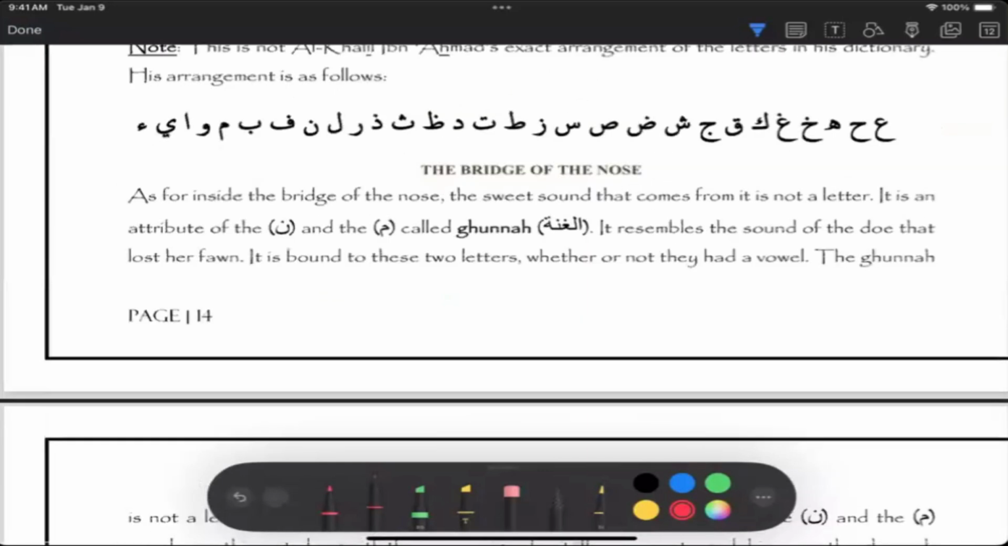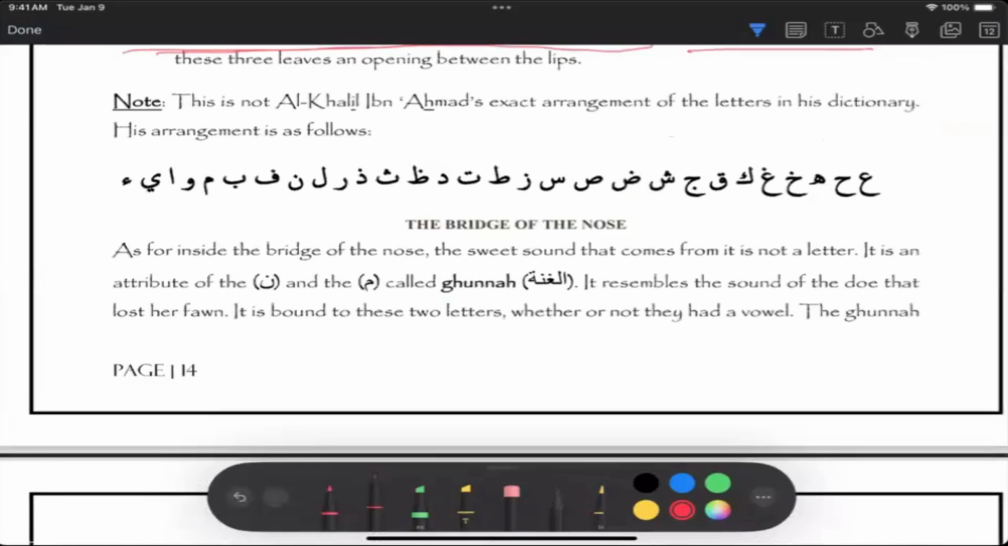And note, this is not Al-Khalil ibn Ahmed's exact arrangement of the letters in his dictionary. His arrangement is as follows. Ayn, ha, kha, ghayn, kaf, qaf, jim, shin, dad, sad, sin, zay, ta, dal, tha, dhal, ra, lam, noon, fa, ba, meem, waw, alif, ya, hamza.